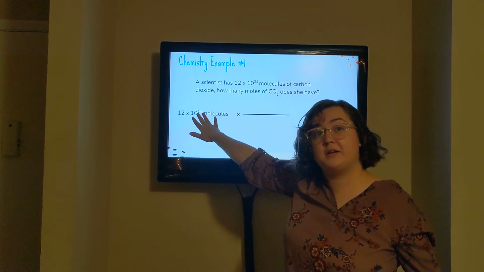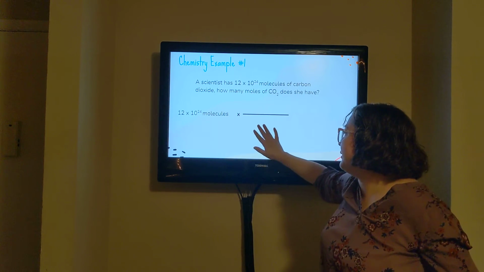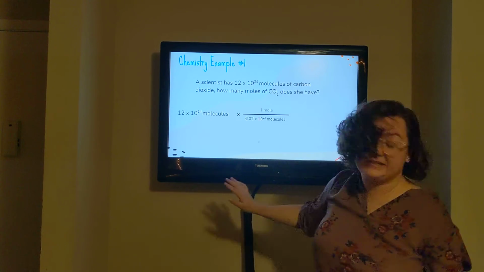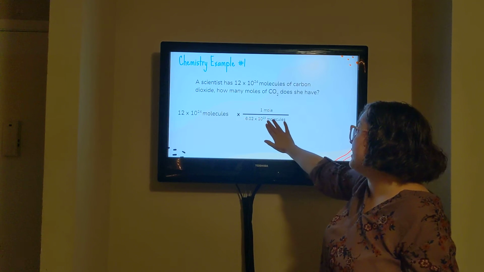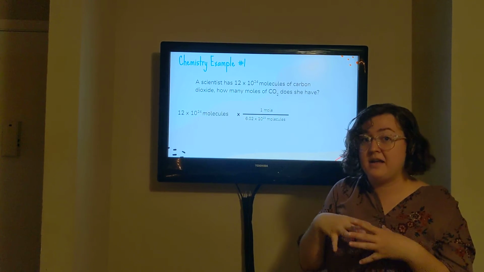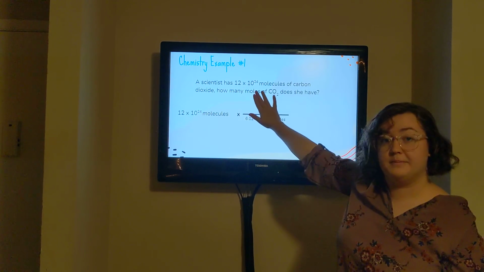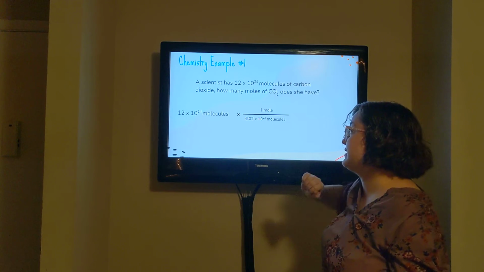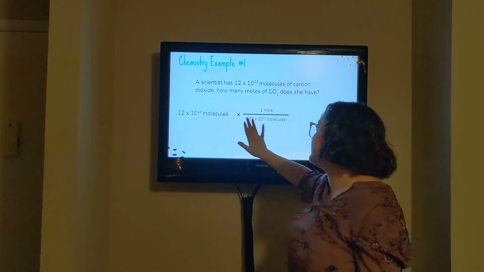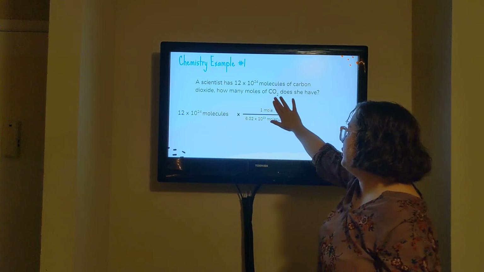And so if we have molecules on the top, what's going on the bottom? Molecules. In this case, we have 6.02 times 10 to the 23rd molecules. And remember, that's Avogadro's number, and Avogadro's number is equal to 1 mole. So mole goes on the top. Molecules and molecules, in this diagonal, cancel, so mole is left.